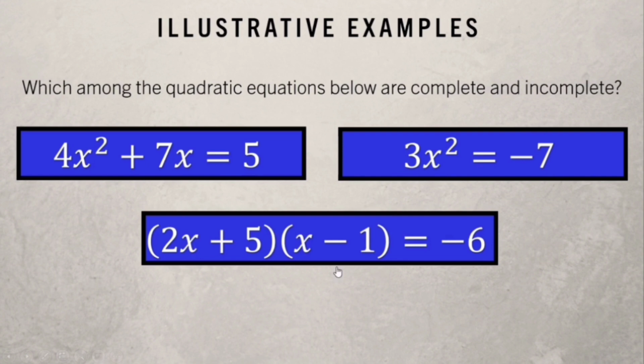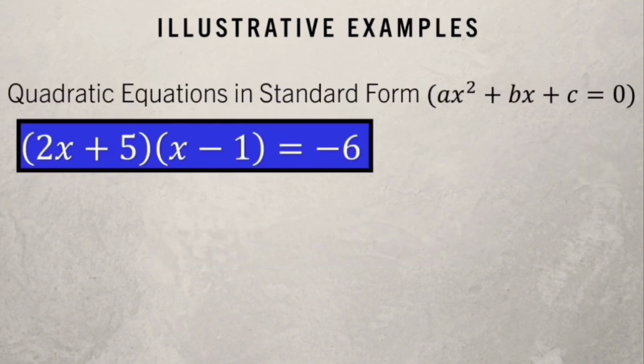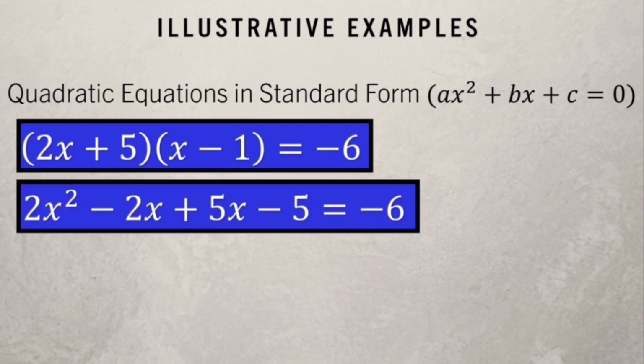Let's have another example. We have 2x plus 5 multiplied by x minus 1 is equal to negative 6. What we are going to do first is to simplify the equation. By applying the FOIL method, we're going to simplify it. So what we will have is 2x squared minus 2x plus 5x minus 5 is equal to negative 6. How come? By multiplying 2x to x, we have 2x squared. 2x multiplied by negative 1, we have negative 2x. 5 multiplied by x, we have 5x. And then 5 multiplied by negative 1, we have negative 5.